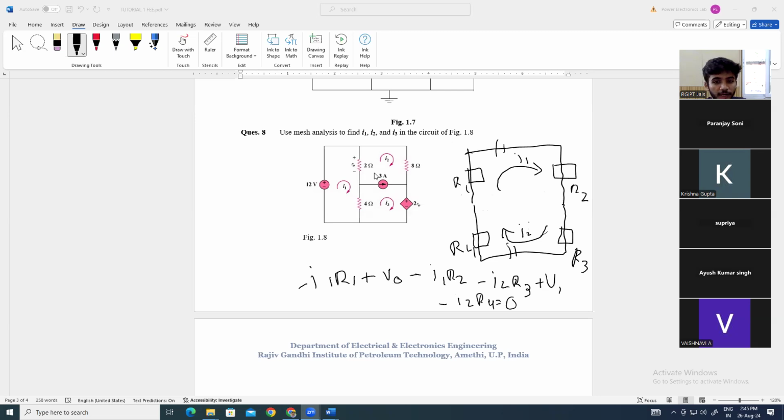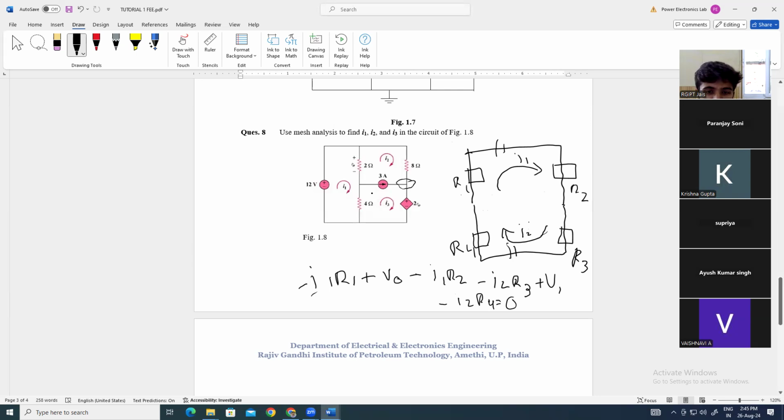So to find I1 and I2, do you think we have enough equations? We just have one equation. There are two variables, so I don't think we have enough equations to solve this. We need one more equation. Where would that come from? That would come from, let me show it to you, this particular node. Can everybody see? This particular node will give us what we need.